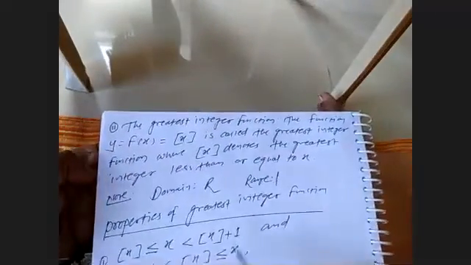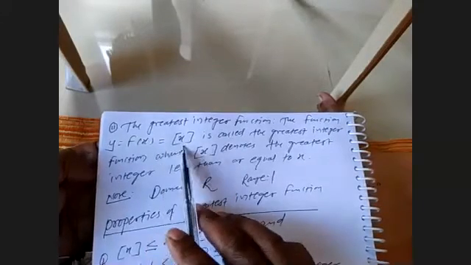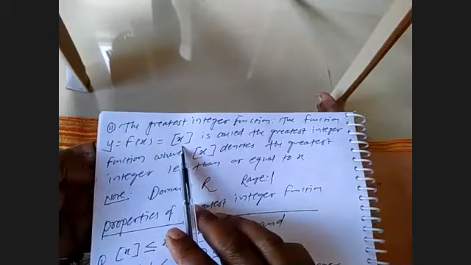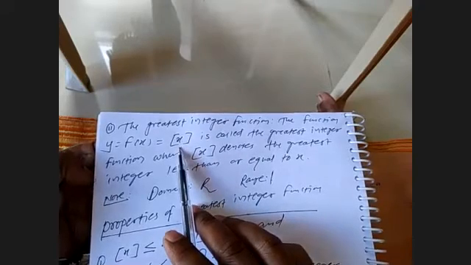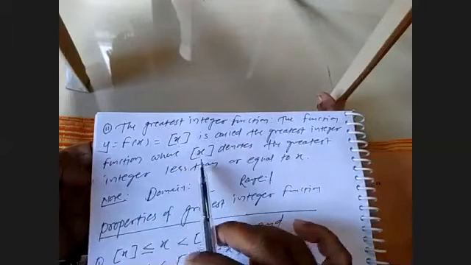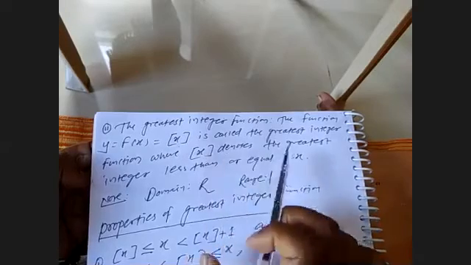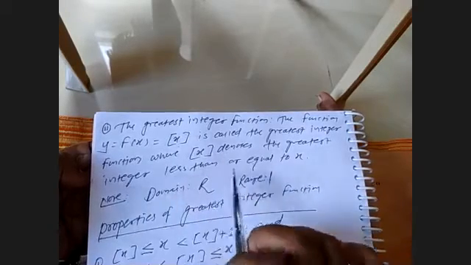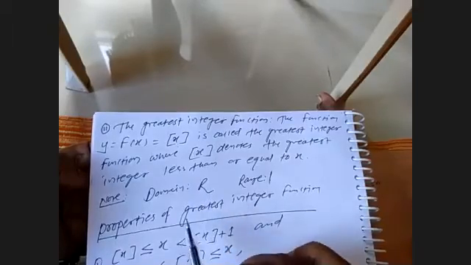In the last lecture we discussed the greatest integer function. The function y equal to f of x is called the greatest integer function, where the greatest integer function x denotes the greatest integer less than or equal to x. Domain is R.